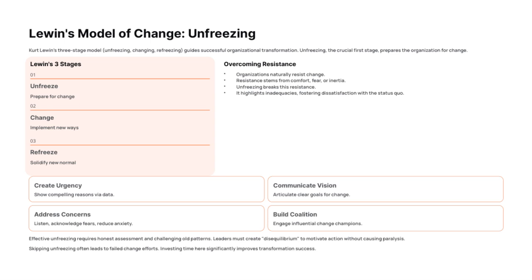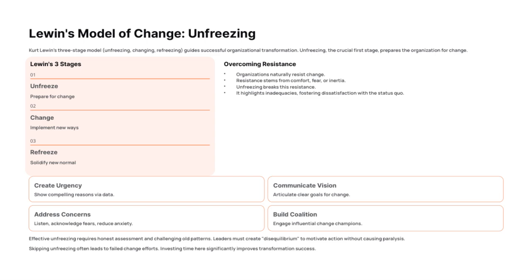It's also important to listen carefully, acknowledge fears, and reduce anxiety. Address concerns directly and articulate clear goals for the change. Communicate a compelling vision, showing why this change is necessary, often through data that creates a sense of urgency.